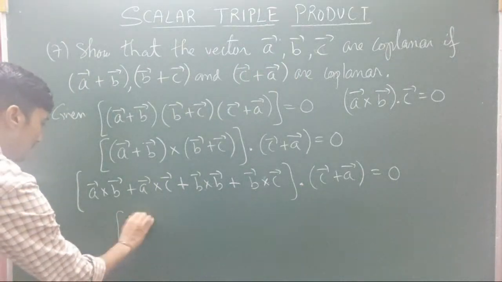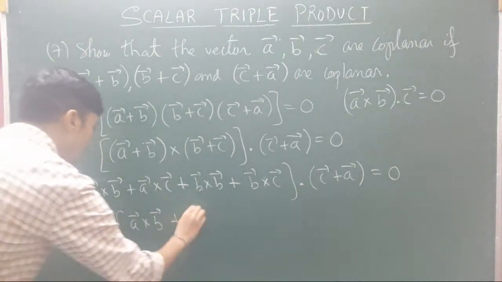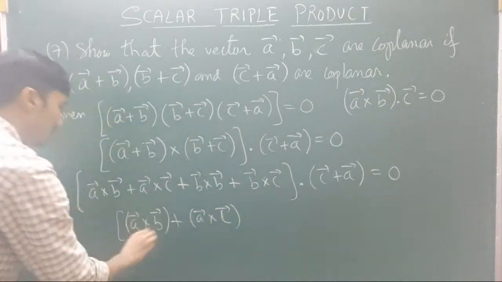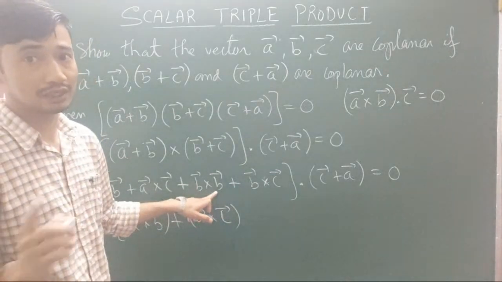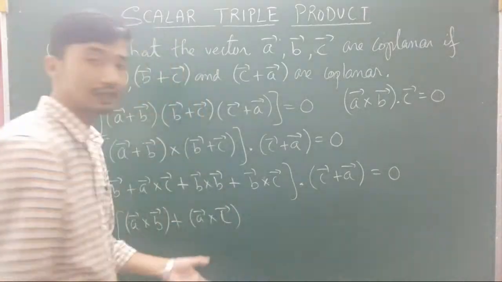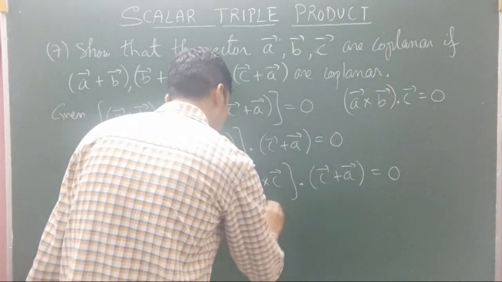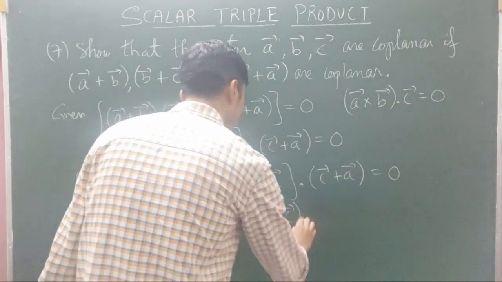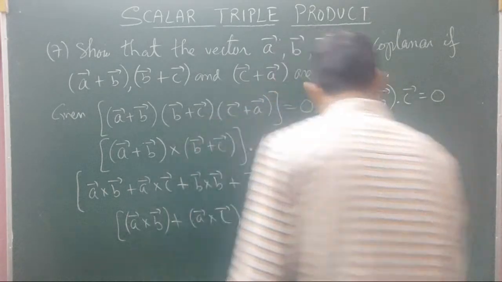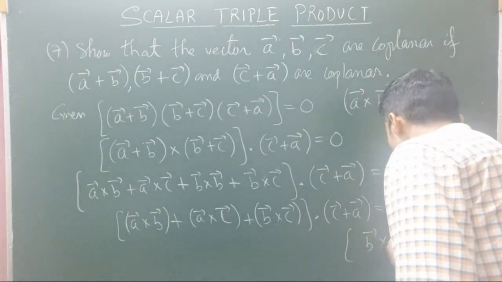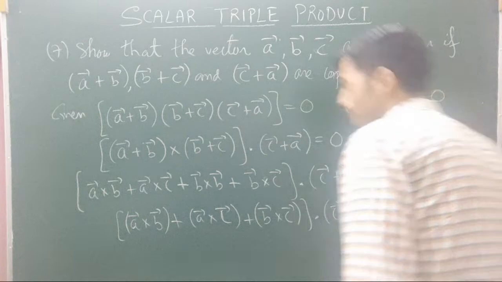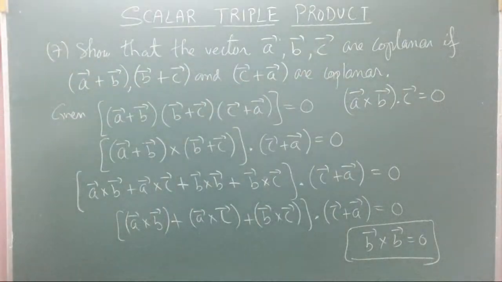Now what is left here? That is A cross B plus A cross C. B cross B, we have already seen cross product of like vectors is 0. So I'm not going to write it, but if you wish, you can write down B cross B is 0. If you might be confused, how did it turn out to be 0?